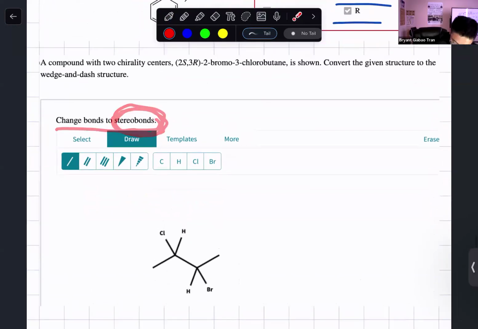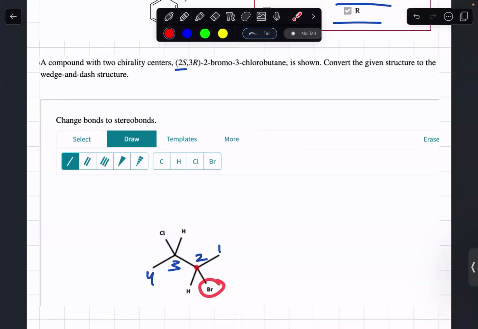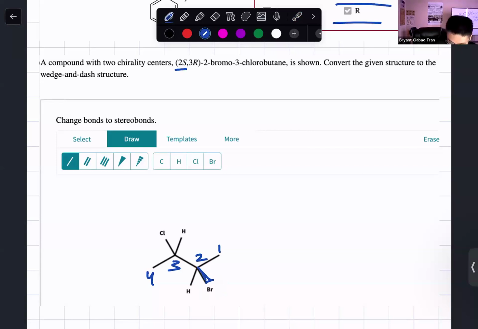Right. So if you drew it like this, this would be your carbon 1, carbon 2, carbon 3, carbon 4, and at carbon 2, it's an S, right? Because that's part of the name, 2S. So we can't do R and S if there's no wedge or dash. What would the bromine have to be, wedge or dash? Wedge. Okay, that would make the hydrogen a dash, right? Because if one is wedge, the other is a dash.